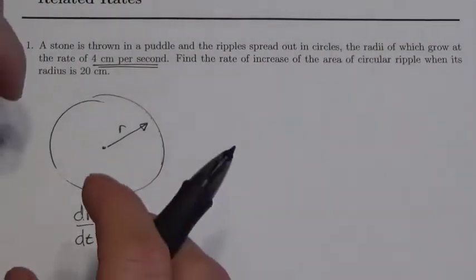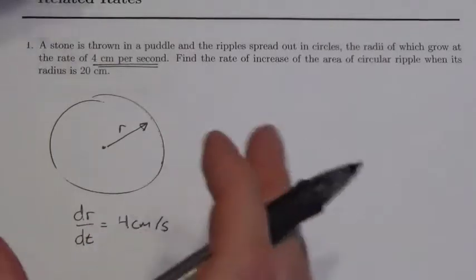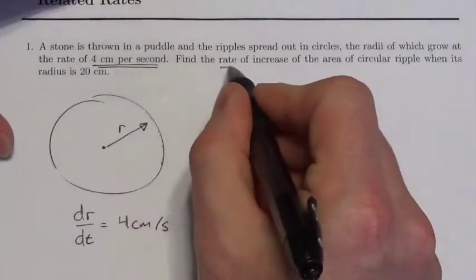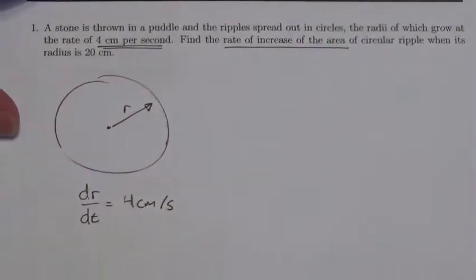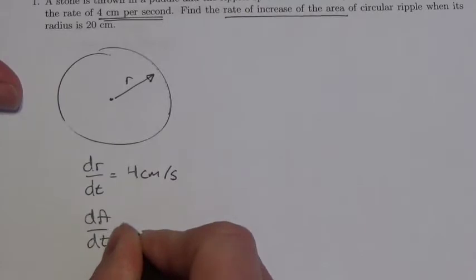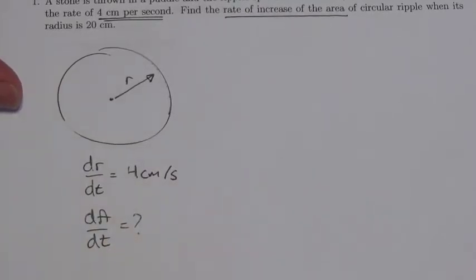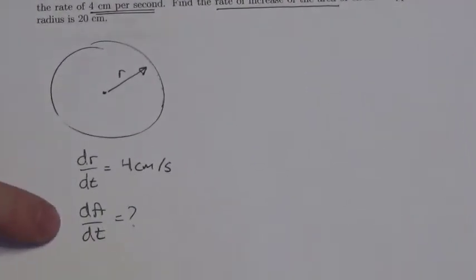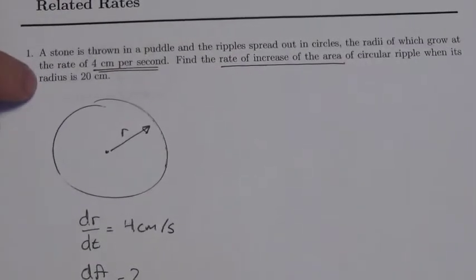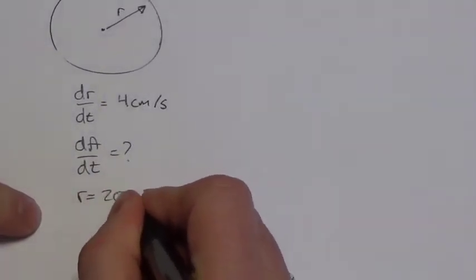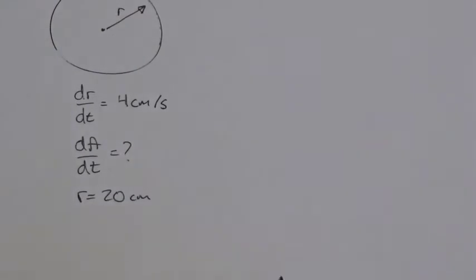Now, granted, you can define that to be different, but I think this is the most natural way to read that. We are looking for the rate of increase of the area, so we are looking for dA/dt. I don't know what that is. And we're given a very specific bit of information here. We're looking for that rate of change at the moment the radius is 20 centimeters. So at the exact moment we've got 20 centimeters here.